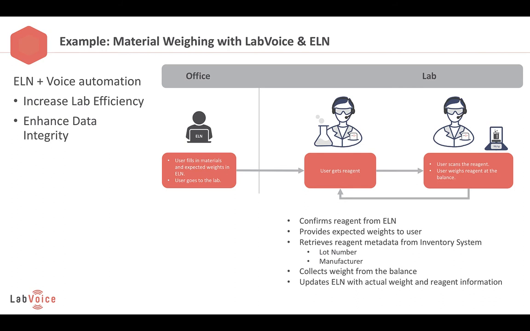So how would this work in the case of that material weighing example? Well, we start exactly as before. The scientist in the office creates the experiment, enters material and expected weights. But now they don't write anything down. They simply go off to the lab equipped with LabVoice on their phone with a headset or a dedicated hardware device. Now they ask the ELN, first for the correct experiment and then for the amounts they need. And then as the amounts are weighed out, they either tell the ELN what those values are directly or even ask the equipment to send that info directly into the ELN.